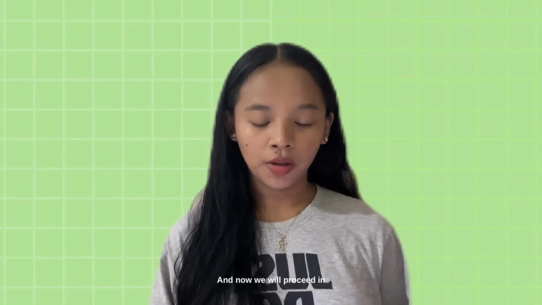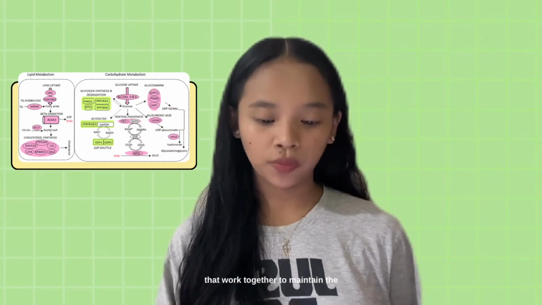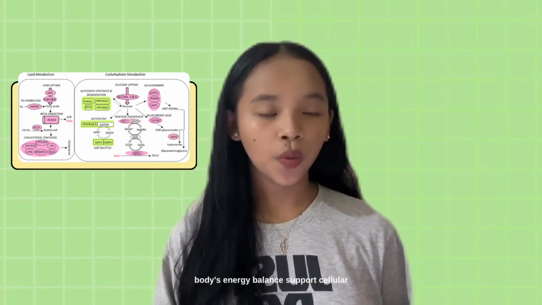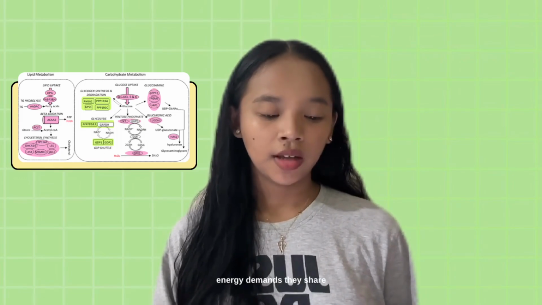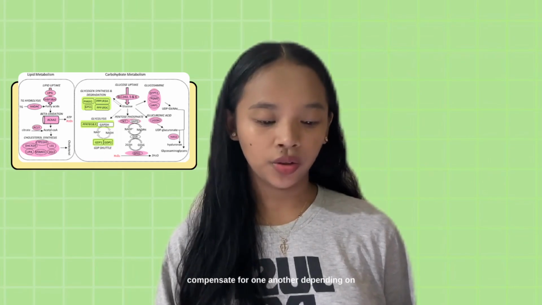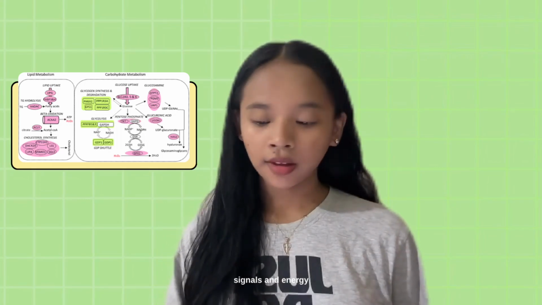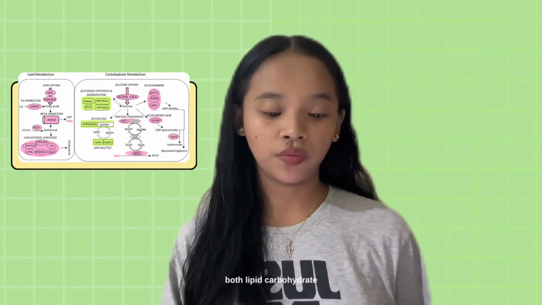And now, we will proceed to the relationship of the two metabolisms. Lipid metabolism and carbohydrate metabolism are interconnected metabolic pathways that work together to maintain the body's energy balance, support cellular functions, and adapt to varying energy demands. They share overlapping pathways and can compensate for one another depending on dietary intake, hormonal signals, and energy needs. They also share pathways in energy conversion.